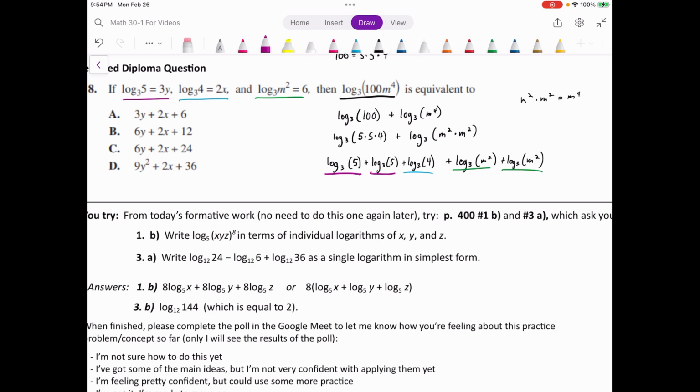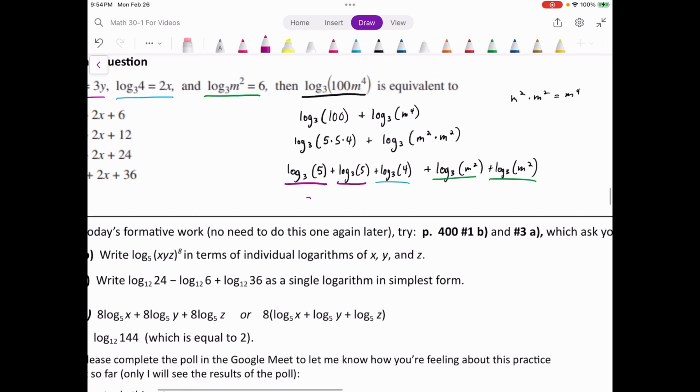So this is just log base 3 of 5 plus log base 3 of 5. Well, that's 2 log base 3 of 5's, right? Log base 3 of 4, only got one of those. And 2 log base 3 of m squared, right? Just combining like terms. Log base 3 of m squared plus another log base 3 of m squared just gives me 2 log base 3 of m squareds.